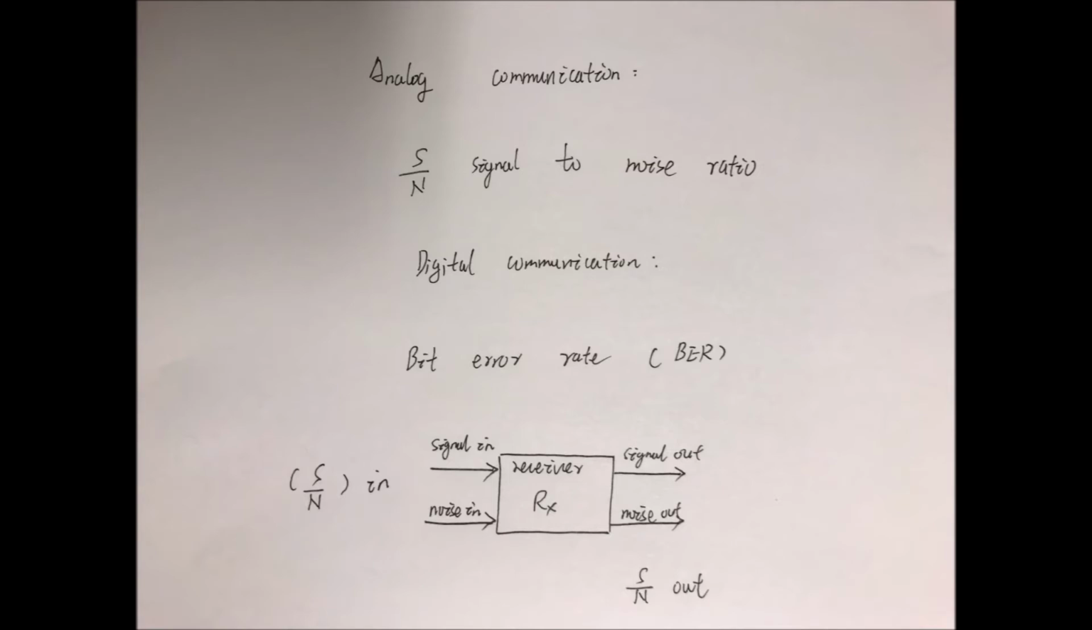Signal off and noise out. So we're going to compare signal in with noise in, and signal out with noise out. If my receiver can improve the ratio from input, you're going to have better reception.